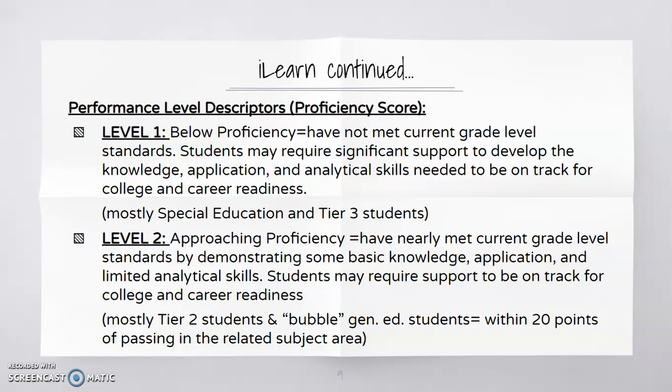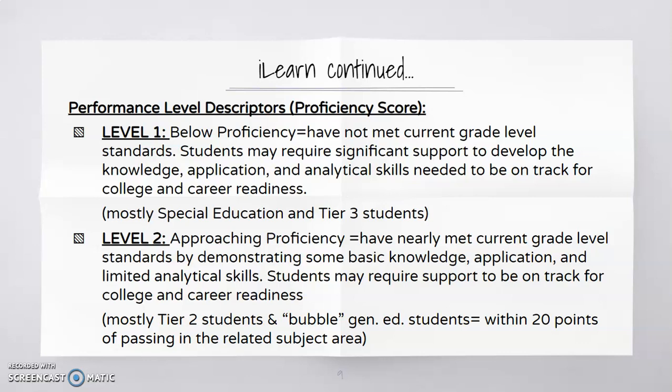Now, if they have a 2, they're at a level 2. They're approaching proficiency. They are almost at grade level standards. They demonstrate basic knowledge, but they have limited analytical skills or higher order thinking skills, and they do require support to be on track for college and career readiness standards.